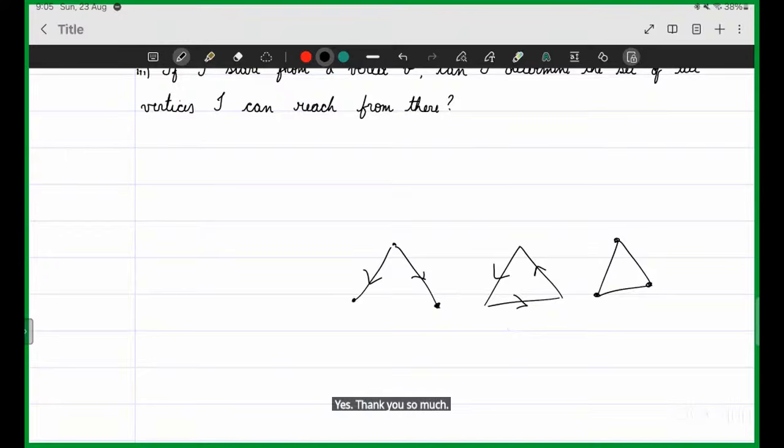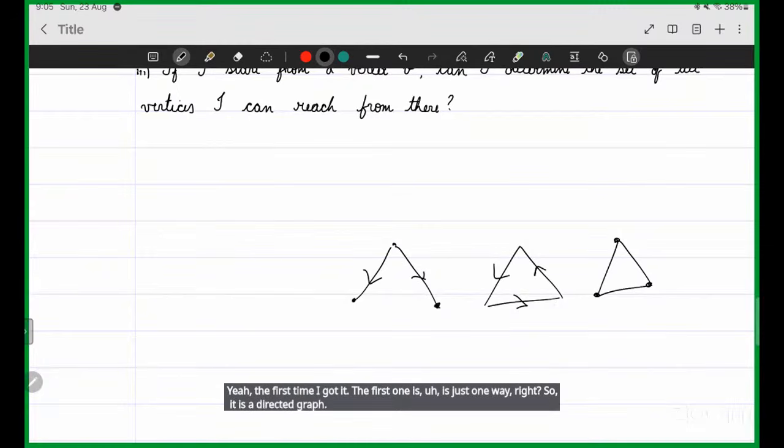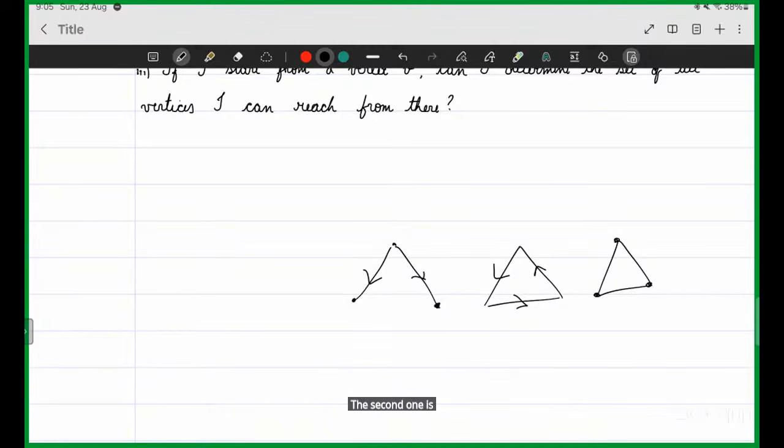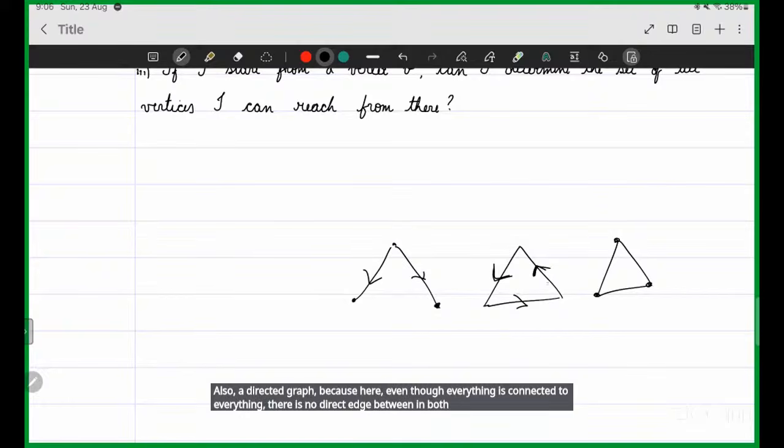Thank you. What about the second graph? Yeah, the first one I got it. The first one is just one way, right? So it is a directed graph. The second one is also a directed graph, because here, even though everything is connected to everything, there is no direct edge in both ways for every connection, right? Yes, sir.